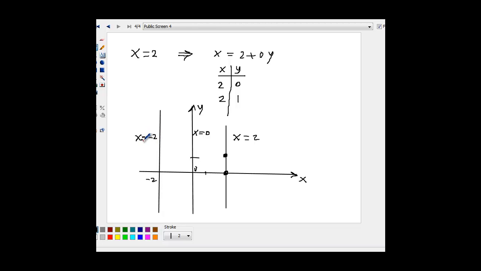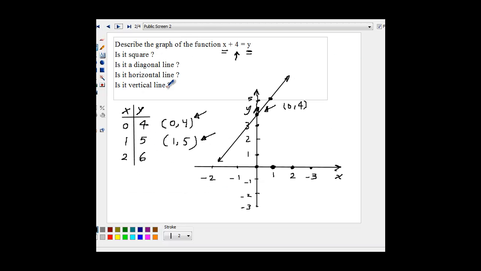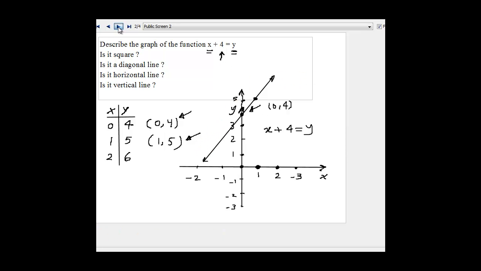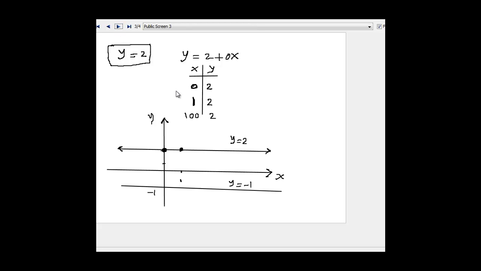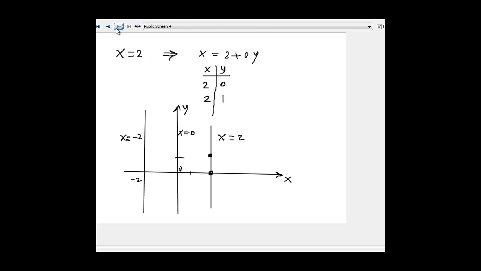So in your case, the one that you had, if you look at this, if both x and y are present there, in this case we have x plus 4 is equal to y, then you expect to get a diagonal line like this. And if x is missing, you expect to get a horizontal line, and if y is missing, you expect to get a vertical line. Okay, I hope that helped.